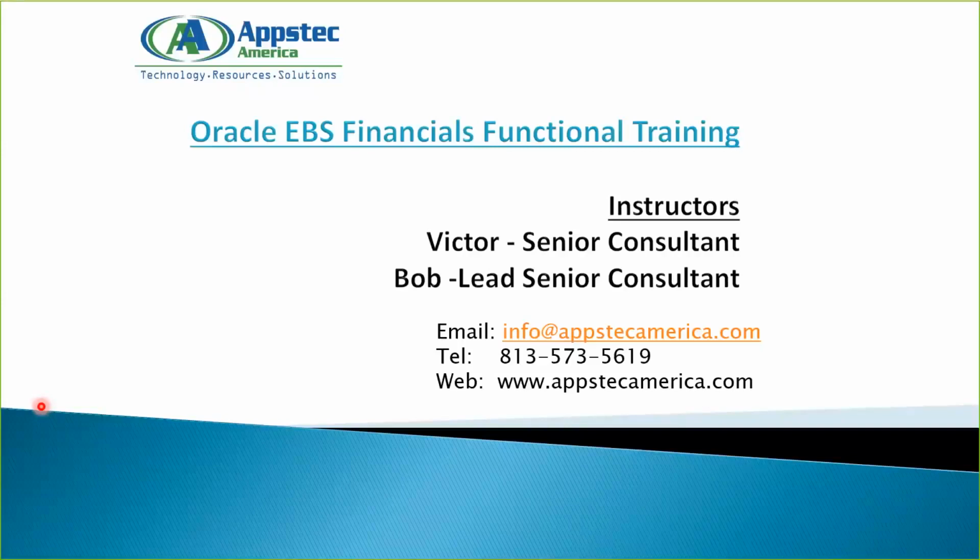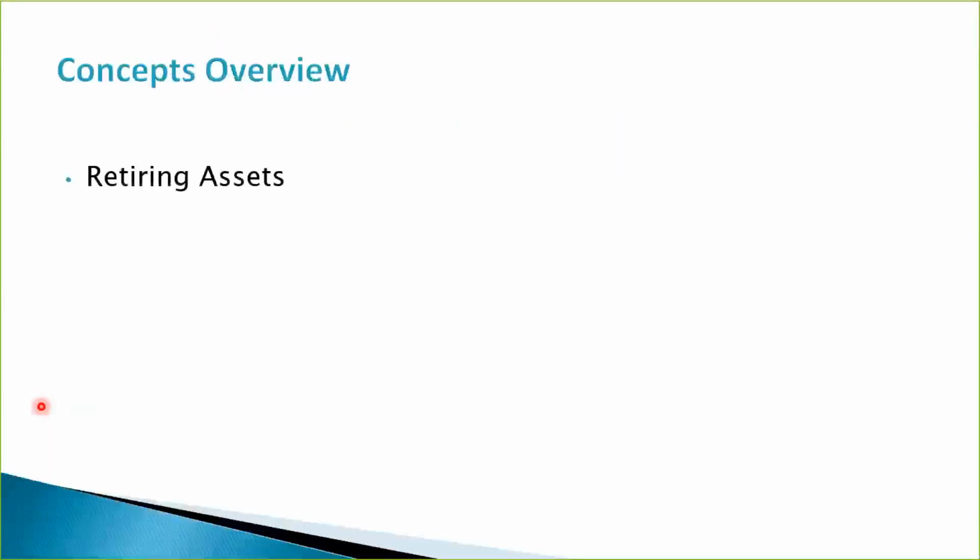Welcome, everybody, to this lesson in our Financials Functional Training series. In this lesson, we are going to talk about retiring assets. This is a concept we have mentioned plenty of times before, and we know what it means. When we retire an asset, we are taking it off our books. It's no longer in our books. This could be because of various reasons.